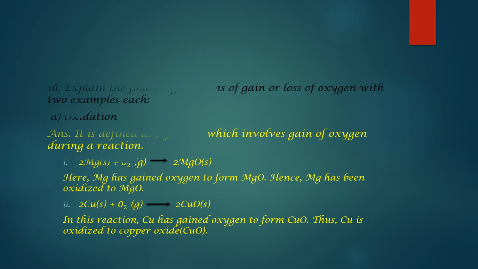Question number 16. Explain the following in terms of gain or loss of oxygen with two examples each. A. Oxidation. Answer. It is defined as a process which involves gain of oxygen during a reaction. Let's see the first example. Here, magnesium has gained oxygen to form magnesium oxide. Hence, magnesium has been oxidized to magnesium oxide. Second, in this reaction, copper has gained oxygen to form copper oxide. Thus, copper is oxidized to copper oxide.